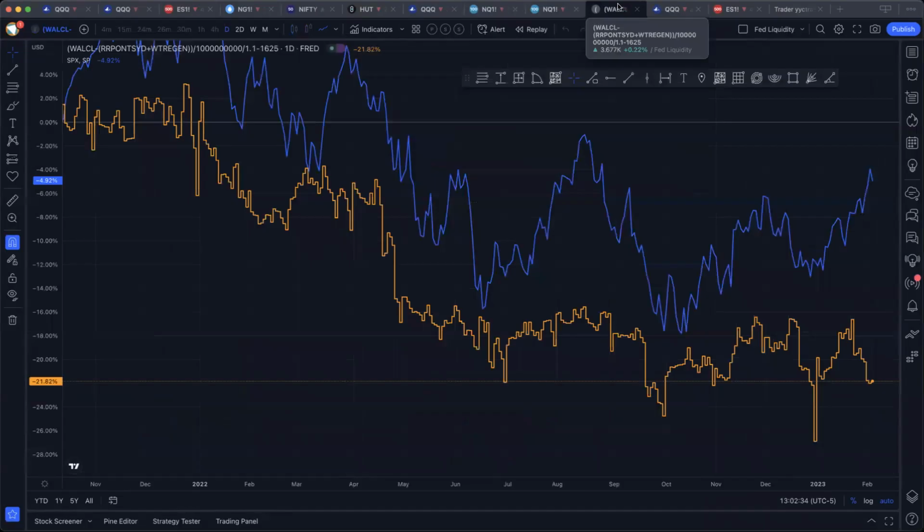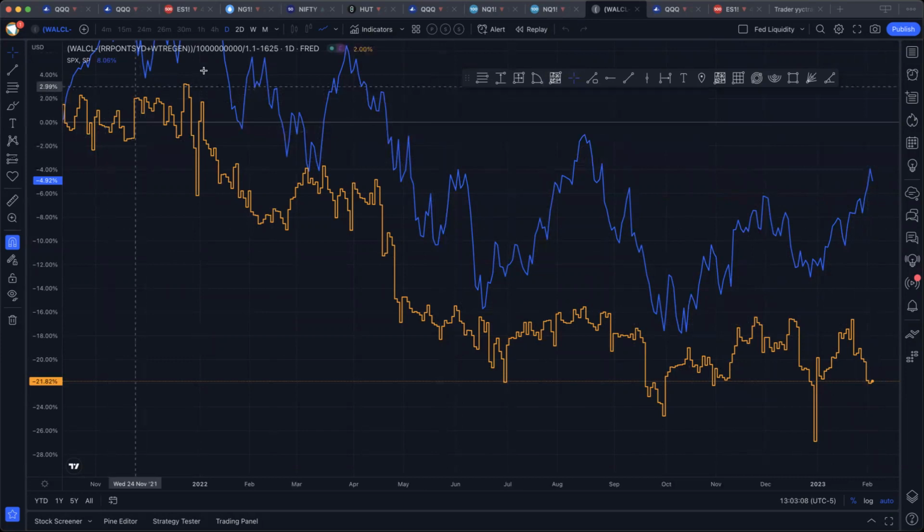The other thing I like to track is Fed liquidity, represented by this complex formula. And we're also seeing a divergence here between price, the blue line is the SPX, and Fed liquidity is the yellow line. So we see SPX price up strongly, Fed liquidity down significantly. So it's not at a new low, but something that we need to be aware of is these divergences.